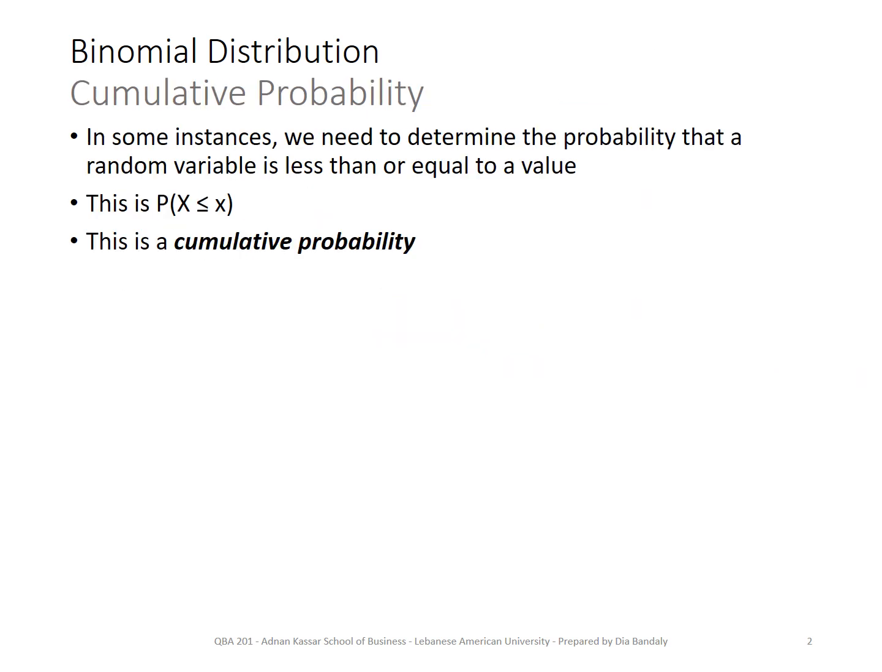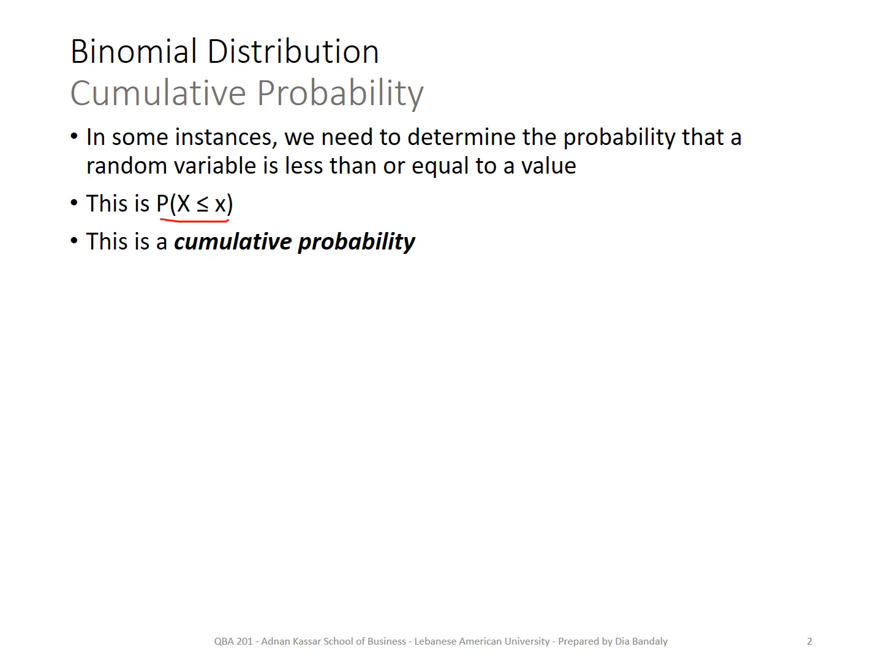Sometimes we are interested not only to find the probability of a specific number of successes, so P of x, but rather we're interested to find the probability that x will take a value less than or equal to a specific value. So here we're talking about a range of values, P of x less than or equal to this specific value. So what do we call that? We call that a cumulative probability, obviously.